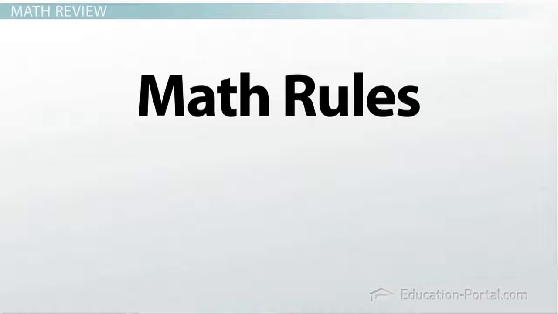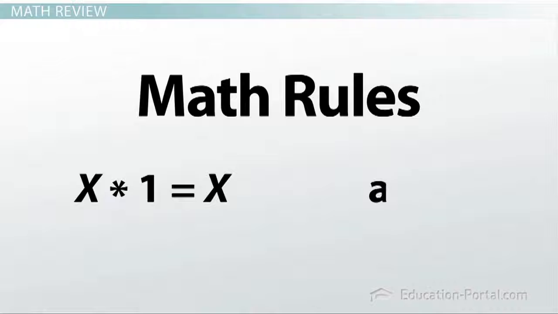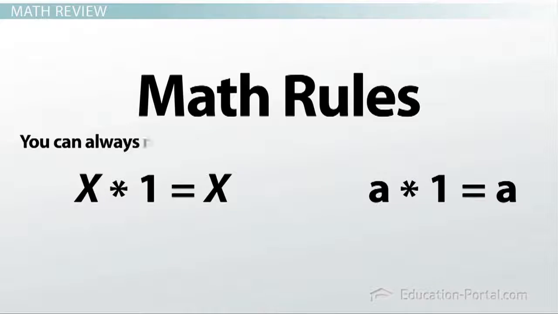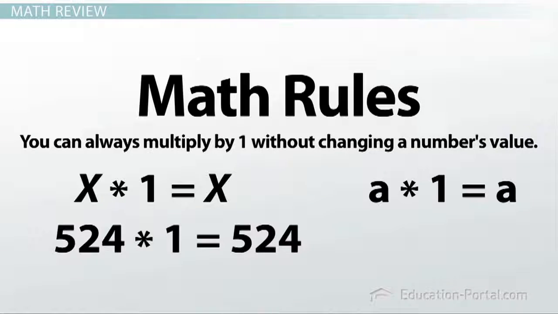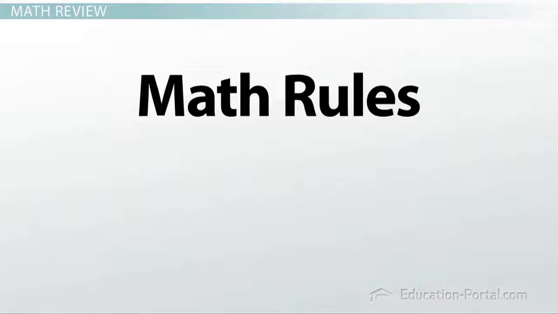First of all, what do you get when you multiply a number, let's just say x, by 1? Hopefully you said the original number, or x. Multiplying by 1 does not change the value of the original number. You can always multiply by 1 without changing a number's value. Next, let's take a look at some of the properties of fractions.